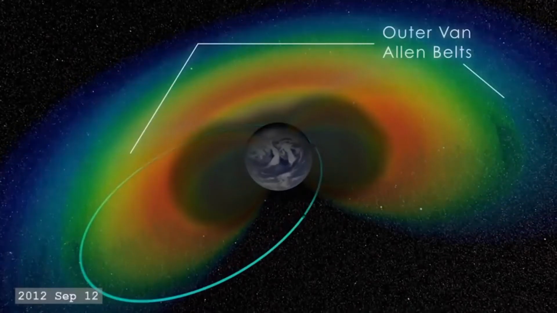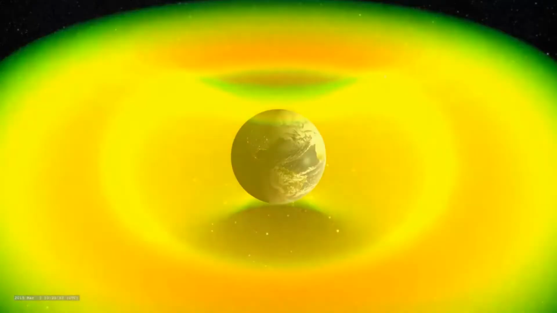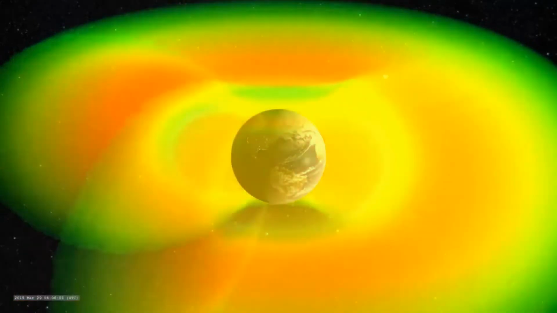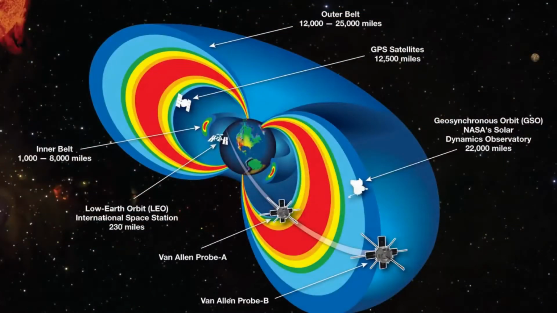The maximum intensity of radiation in each belt is about 25,000 counts per second, equivalent to some 40,000 particles per square centimeter per second.